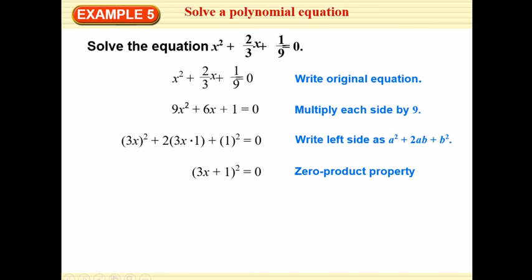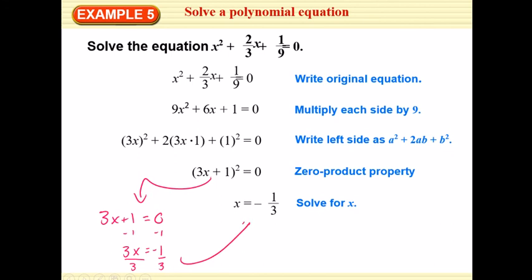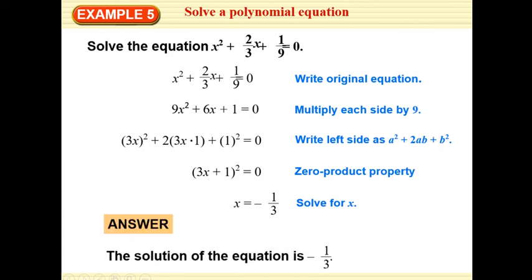Alright, so using the zero product property, I don't have 2 sets of parentheses here since I chose to write it with the exponent. So all I need to do is take that one set of parentheses, 3x plus 1, and set it equal to 0. Subtracting 1 from both sides, 3x equals negative 1, and then you divide by 3, and that is how you arrive at x equals negative 1/3. Alright, so the solution, the only solution, is negative 1/3.